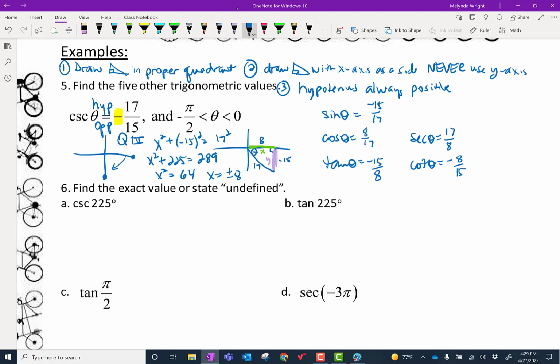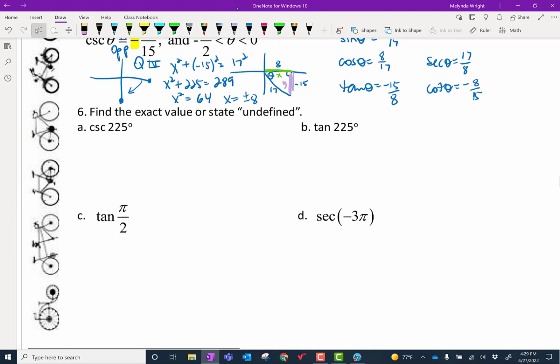Now, this is the third and last kind of thing we're going to deal with. This is finding the exact value, or we're going to state undefined. What does it mean to do the exact value? This means it's one of our unit circle values.